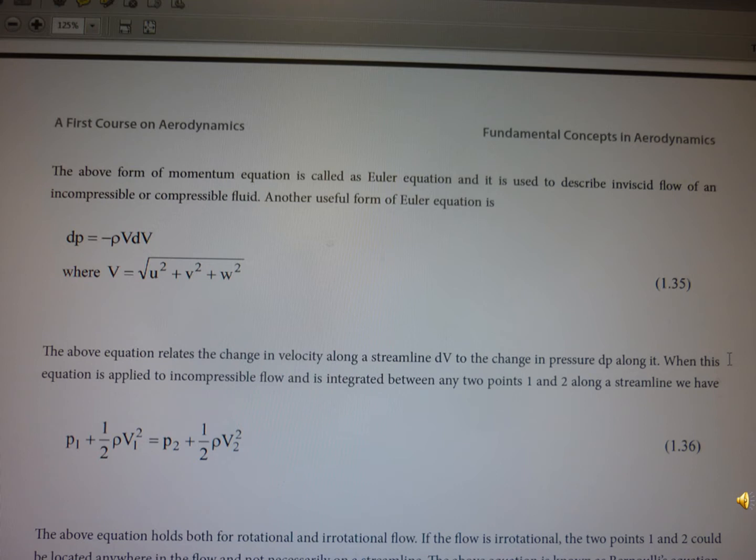Now, dp equal to minus rho V dV, where V is the square root of u square plus v square plus w square.